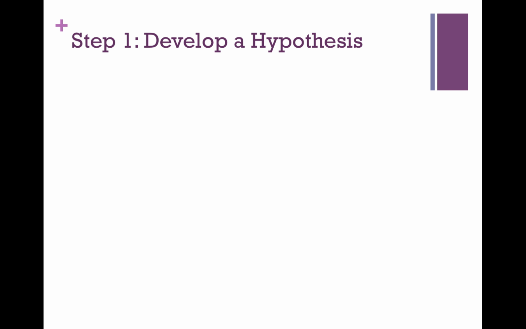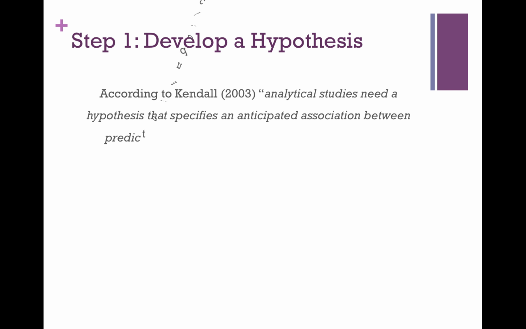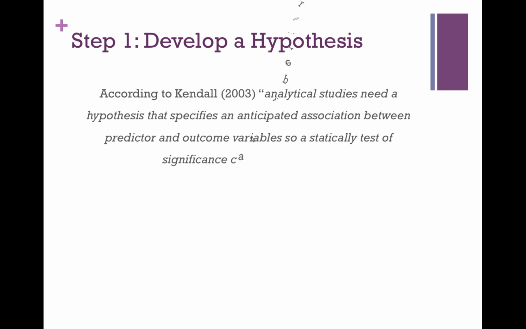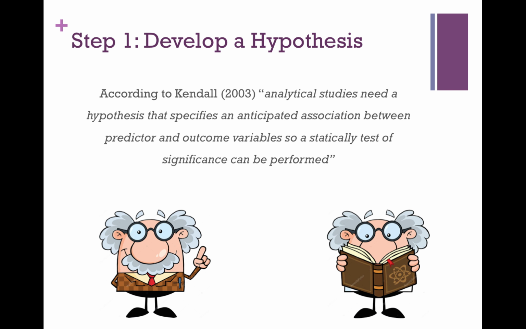Step 1. Develop a hypothesis. According to Kendall 2003, analytical studies need a hypothesis that specifies an anticipated association between predictor and outcome variables so a statistical test of significance can be performed. It is essential that this is formulated prior to the beginning of the study. Without it, what are the researchers actually studying, or what do they wish to prove? An example is drug A is more efficient in reducing the amount of cigarettes smoked by heavy smokers than drug B.